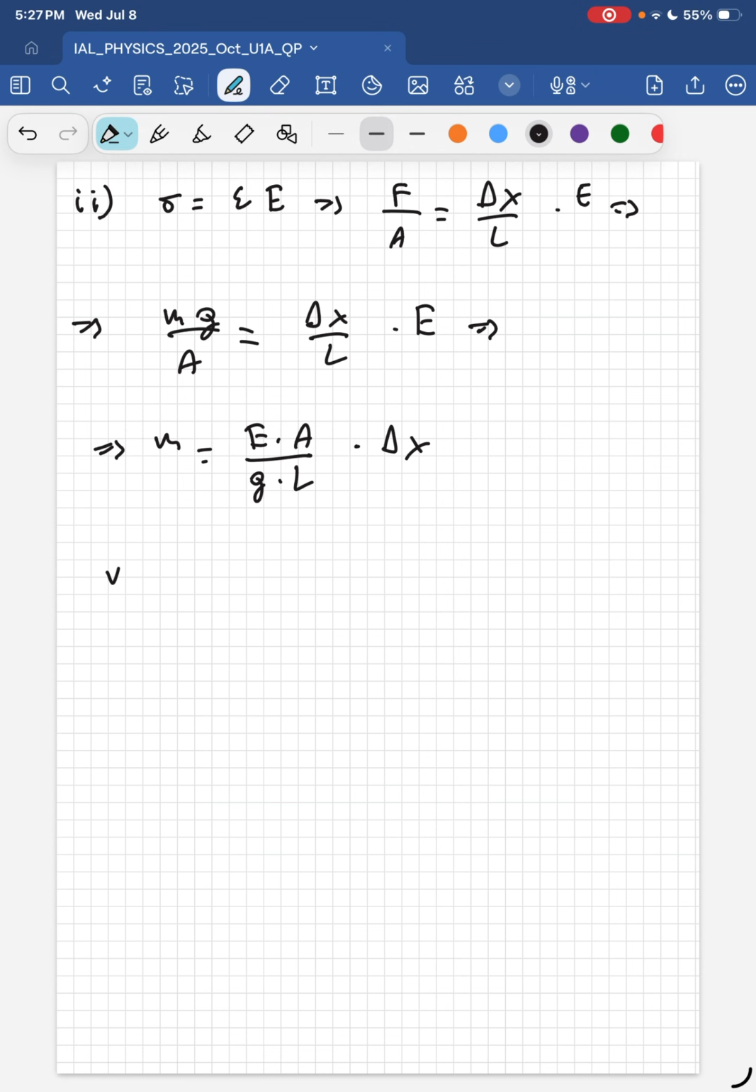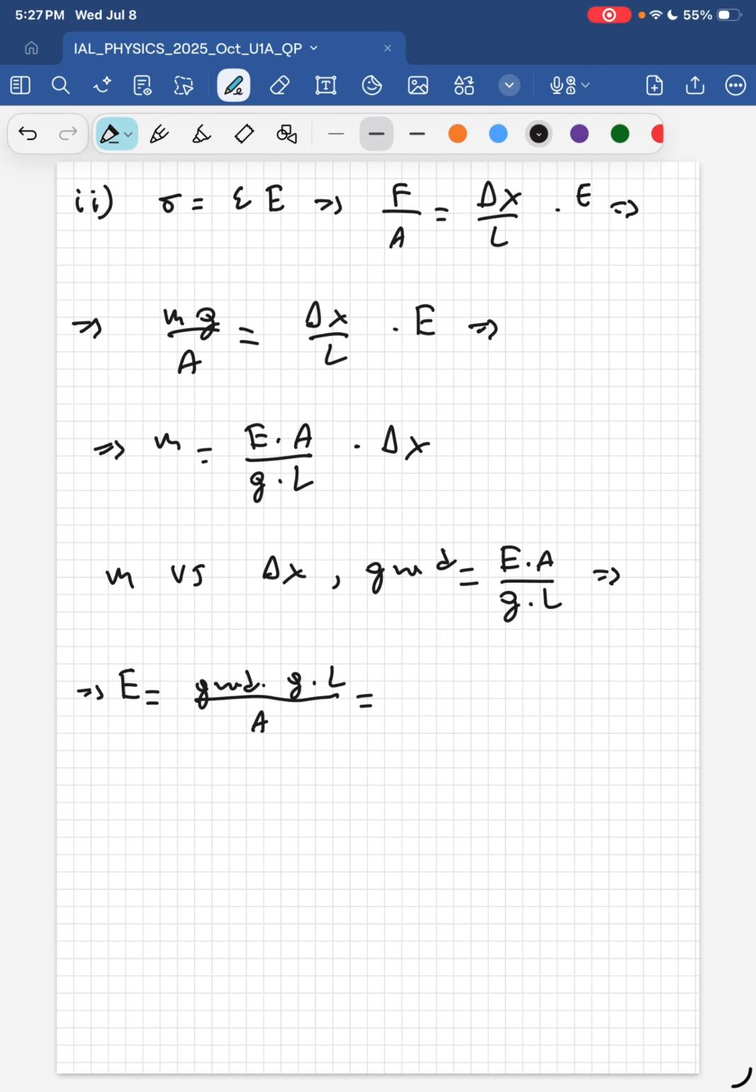So they plotted the mass versus delta x, which is going to be a straight line through the origin with gradient equal to the Young modulus times the cross-sectional area over g times L. So E, the Young modulus, which we care about, is going to be the gradient times g times the length over the cross-sectional area. So let's plug in.